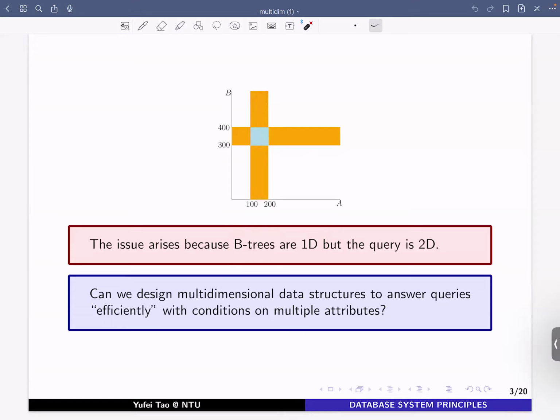You have to do an overkill by retrieving a superset of what you eventually need, right? Because simply the first B tree is blind to whatever happens along the other dimension, right? On the other hand, the query is two-dimensional. So there is a misalignment in terms of dimensionality. So now this generates a very interesting question. Is it possible to design a data structure which is inherently multidimensional? Okay. And can we obtain a data structure that will allow us to go directly to this region without having to retrieve any unnecessary points?